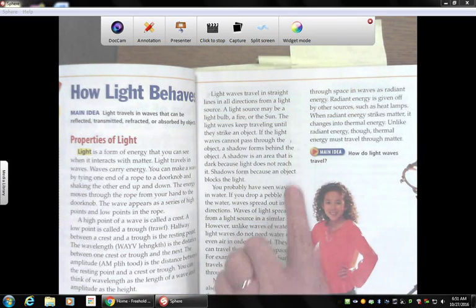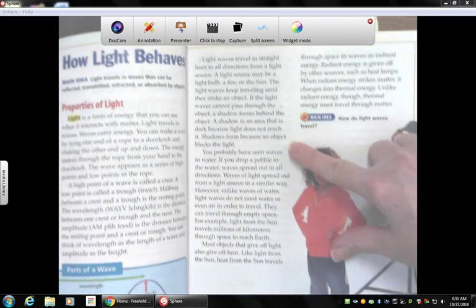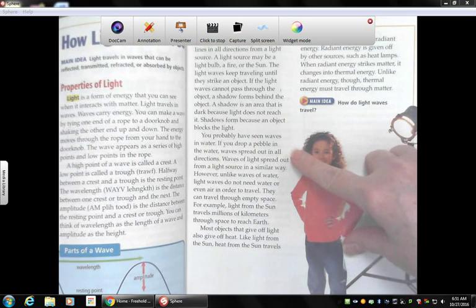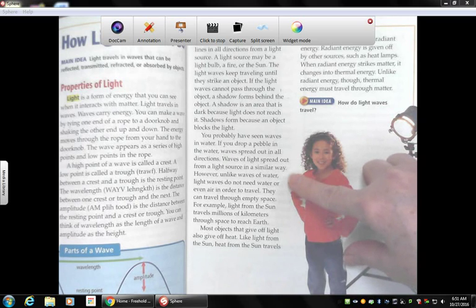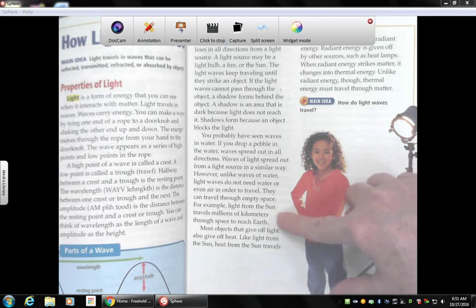A shadow is an area that is dark because light does not reach it. Shadows form because an object blocks the light. You probably have seen waves in water. If you drop a pebble in the water, waves spread out in all directions. Waves of light spread out from a light source in a similar way. However, unlike waves of water, light waves do not need water or even air in order to travel. They can travel through empty space. For example, light from the sun travels millions of kilometers through space to reach Earth.